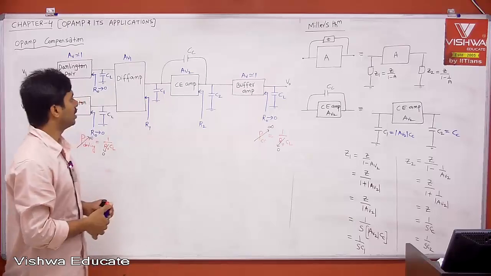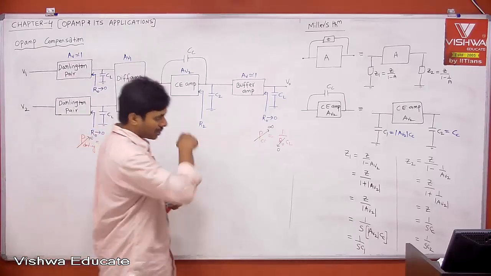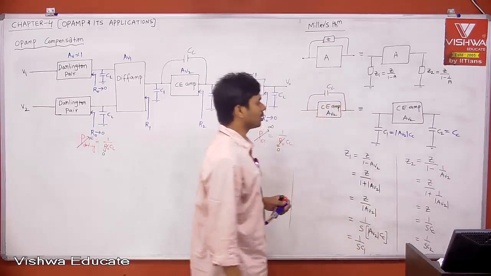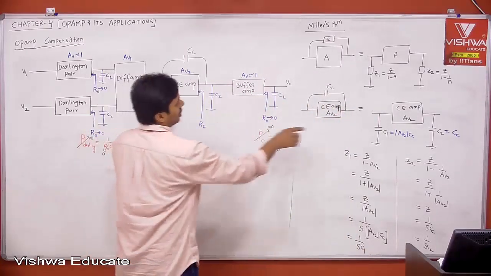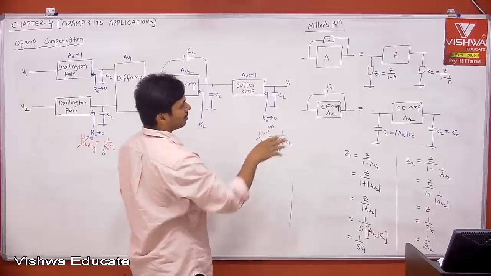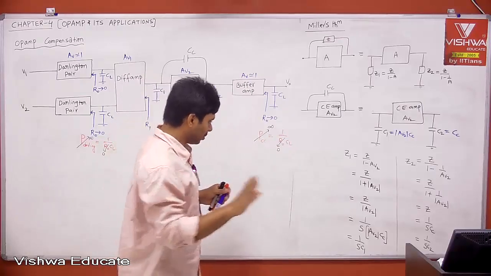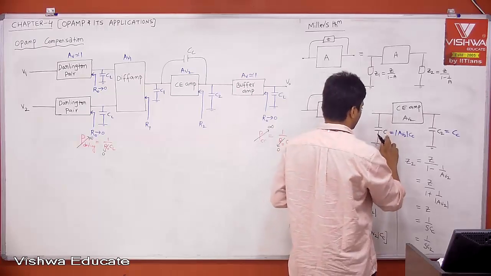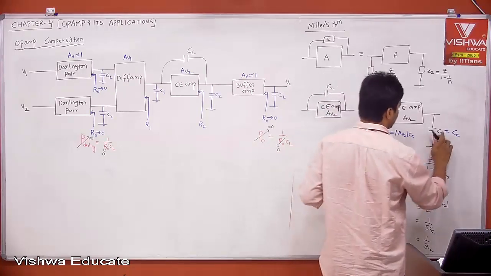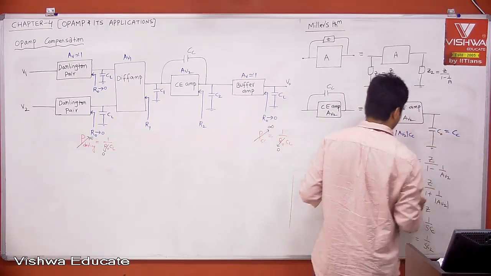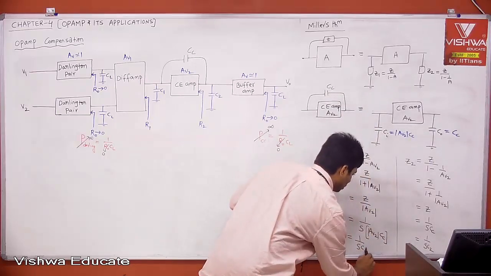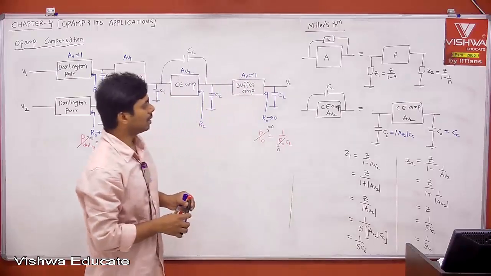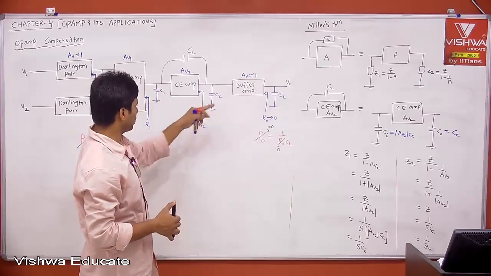Therefore, what did you get? C1 is at the input port, and C2 is at the output port. Don't confuse this C1 and that C1, or C1 and C2, whatever you have. Do not have the confusion. Let me say this is Ci and this is Co. Just do not have any confusion with respect to C1, C2.